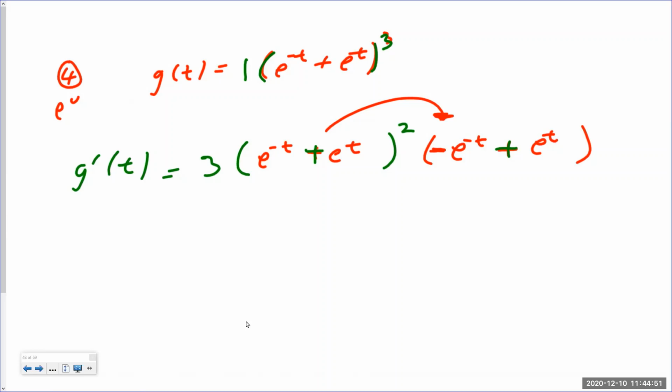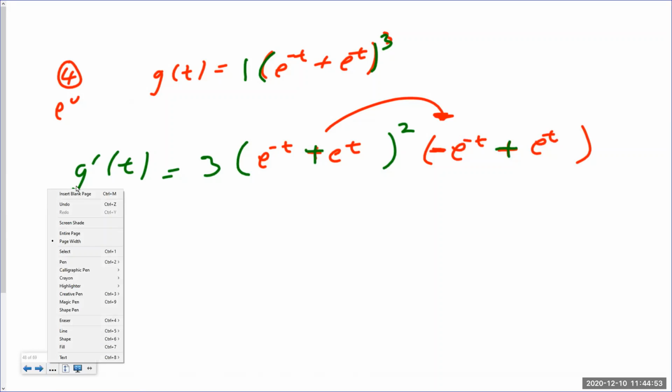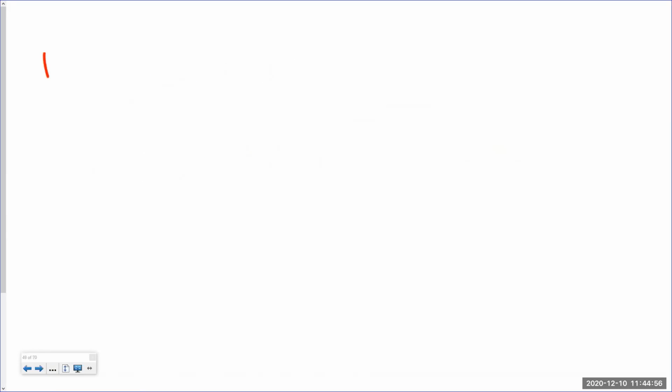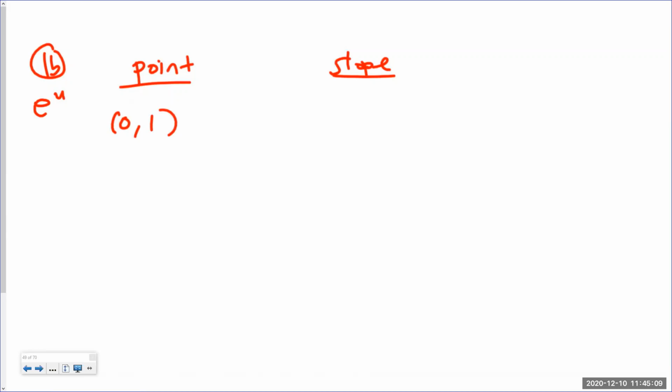Number 1, part B, yes. Is that a tangent line problem? Okay, so we're looking at 1B on your e to the u problem. Guys, if it's a tangent line, what 2 things do you need? A point and a slope. What is your point? Did they tell you a point here? 0, 1, okay? What is my slope for this tangent line? My slope for the tangent line, what is that?